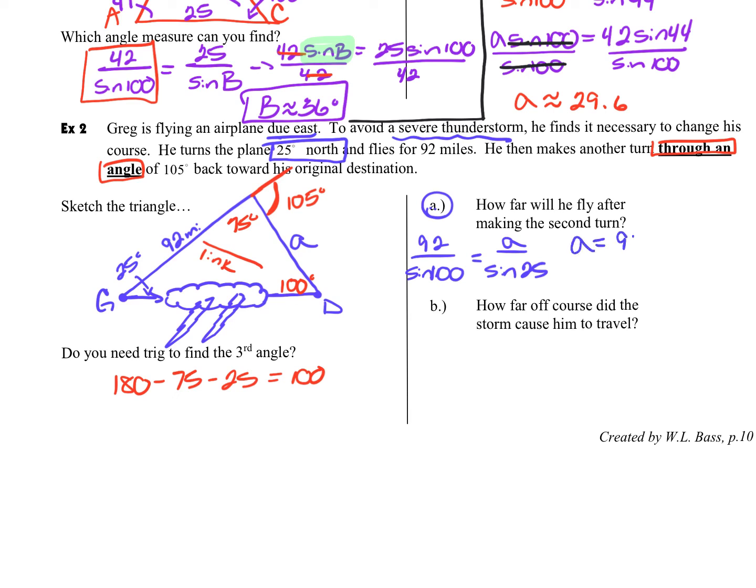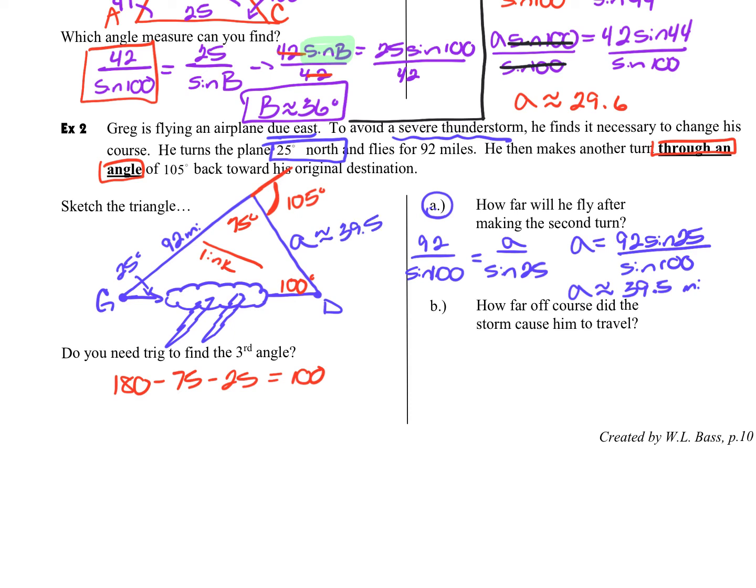When you type it in your calculator, it's going to look like this. You're going to have 92 times the sine of 25, divided by the sine of 100. That's what you're going to type in your calculator, and you should get a value for A of 39.5 miles. I'm going to put this back in my picture, 39.5.